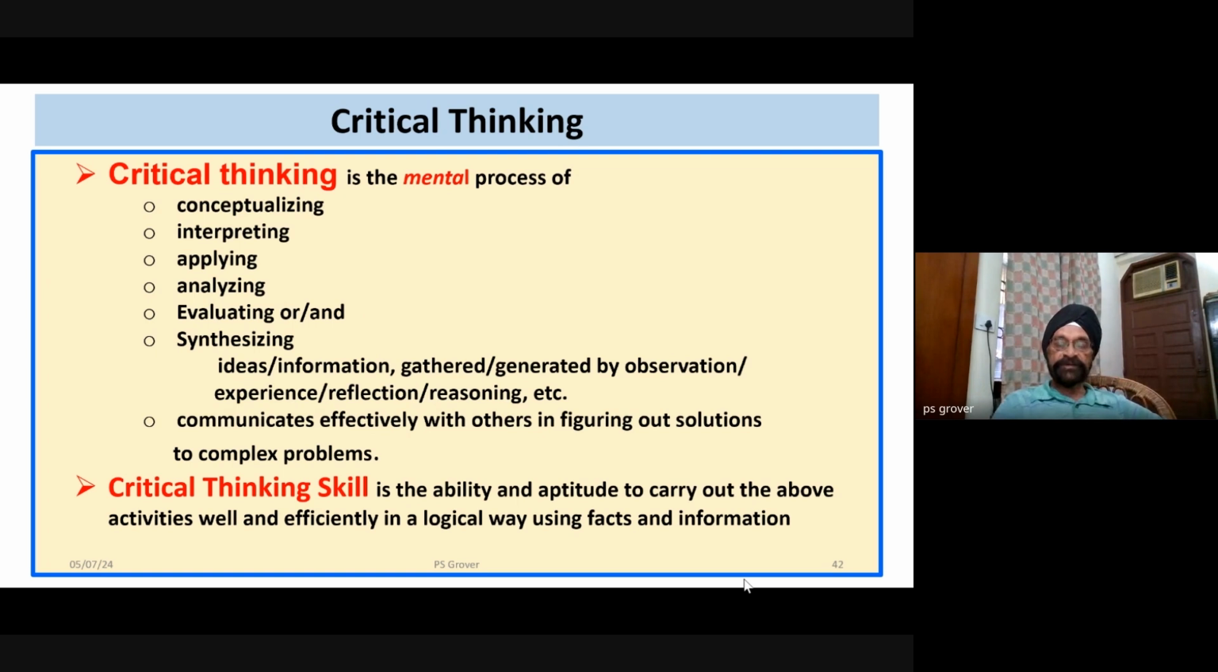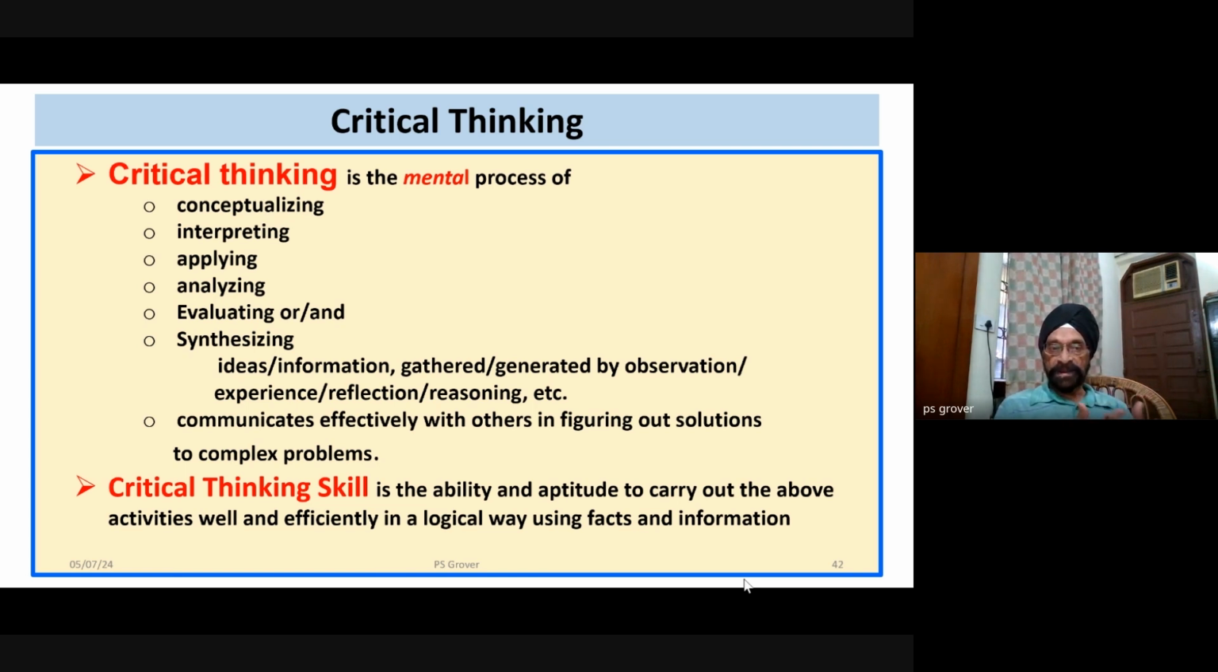Now, critical thinking. What is critical thinking? It's a mental process, being able to conceptualize, interpret, apply, analyze, evaluate, and synthesize. Critical thinking is the ability and aptitude to carry out the above activities well and efficiently in a logical way, using facts and information. Please let me know which problem doesn't need these attributes.